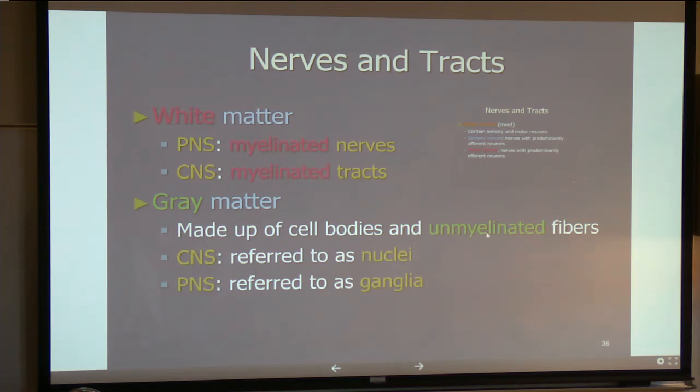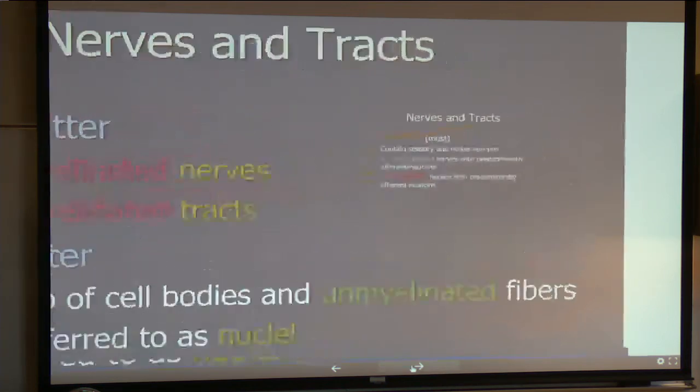If you don't have myelination and it's in the central nervous system, now you call it nuclei. You do not call it a tract. If it's unmyelinated, it is nuclei. If it's myelinated in the central nervous system, you call it a tract. What about the peripheral? If it's unmyelinated, you call it ganglia. If it's myelinated, you call it a nerve. Okay, so terminology is a little weird, a little trippy in this chapter. A little bit of practice, maybe some flashcards, you can get it down.